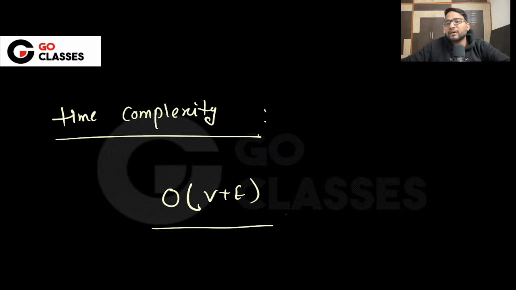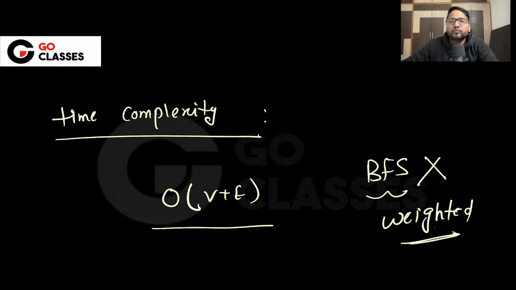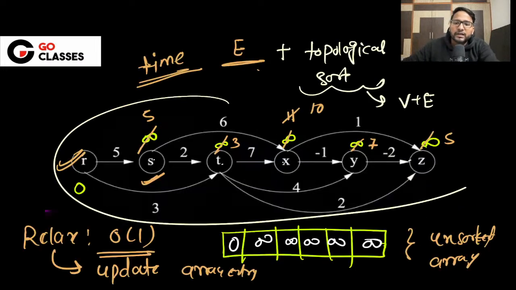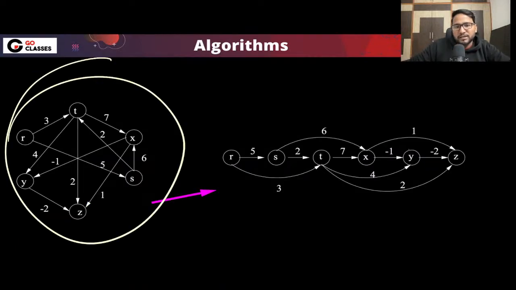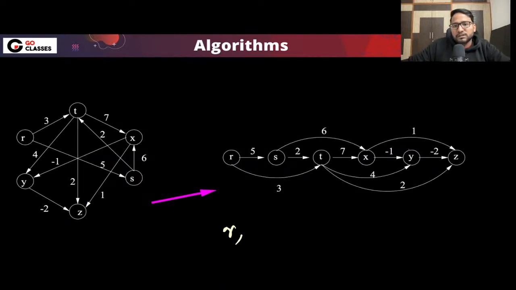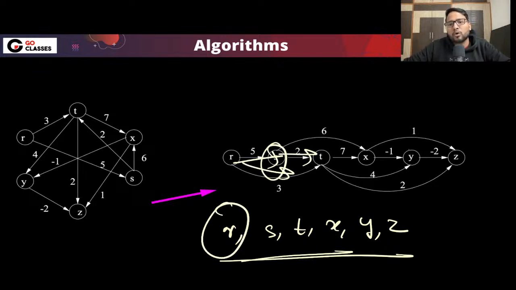You can't use BFS directly because it is weighted. Okay, BFS can't work because it is weighted. So we need to find out the topological sort. See, this is given, you find out the topological sort. Let's suppose the topological sort you found out is this, right? In the order of topological sort, you pick the vertices and then you keep on relaxing all outgoing edges. Then you pick the next one, you keep on relaxing all outgoing edges, and then finally you have the shortest path.